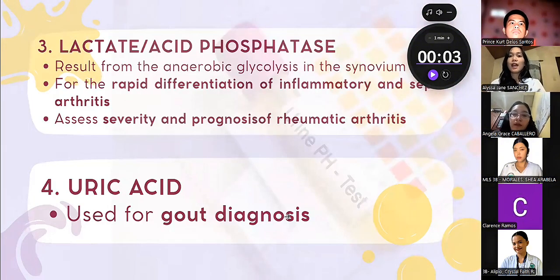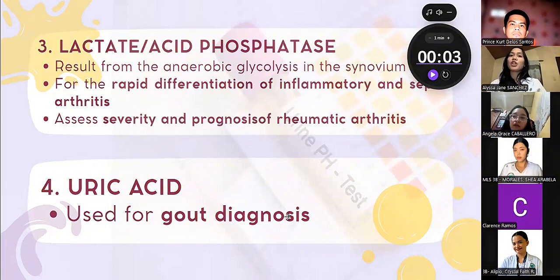The lactate and acid phosphatase result from anaerobic glycolysis in the synovial fluid, for the rapid differentiation of inflammatory and septic arthritis. Assess severity and prognosis of rheumatoid arthritis. And the fourth one is the uric acid. It is used for gout diagnosis.